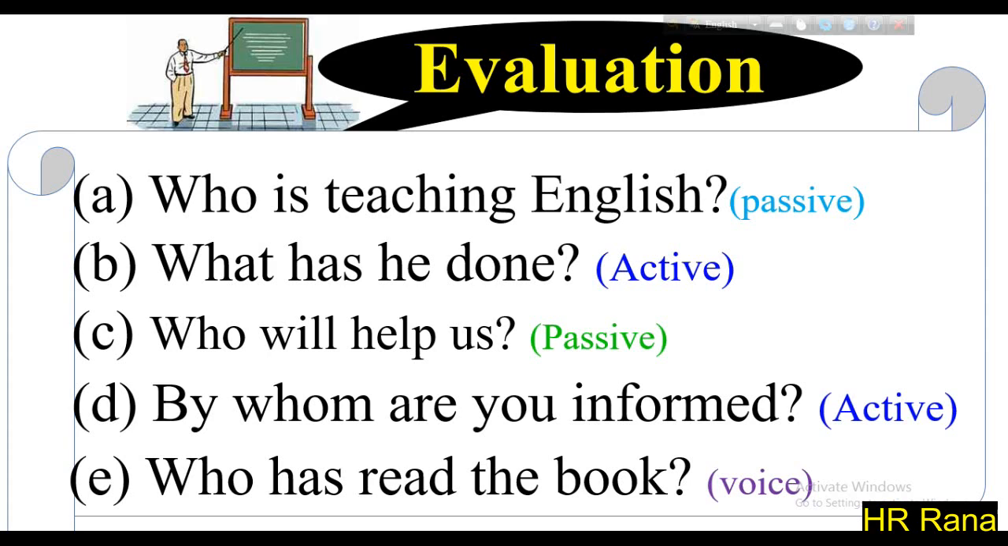Right? Number D, by whom are you informed? Make it active. Okay, who informed you? Good. Number E, who has read the book? Just make it passive voice. By whom has the book been read? Okay.